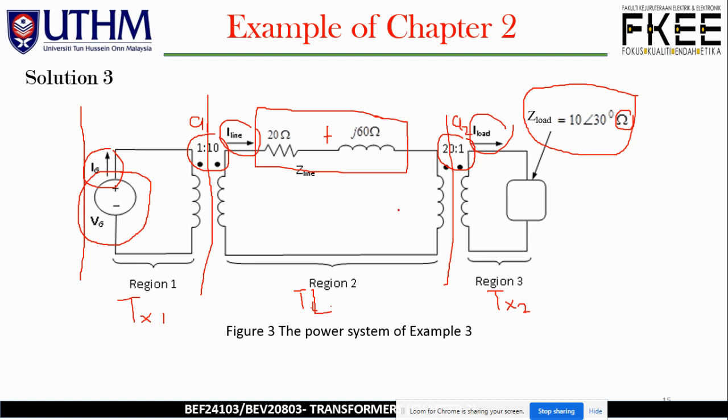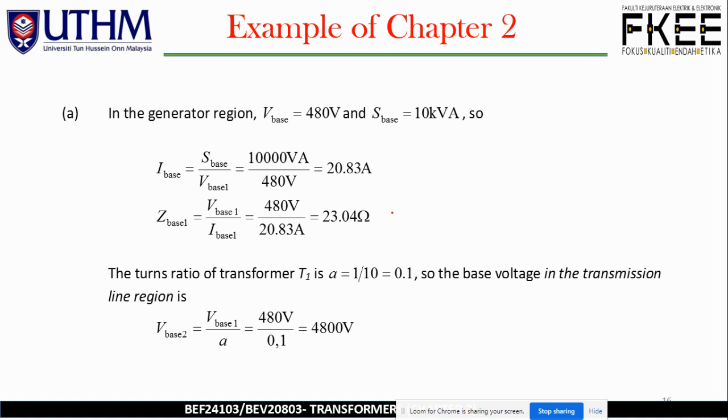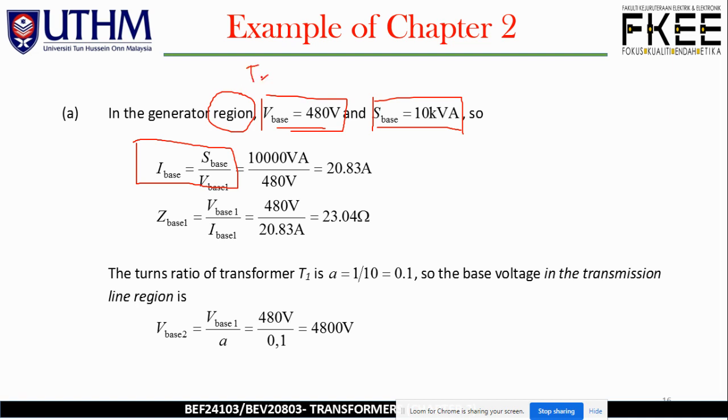So this is how we can understand from the figure. Now in the generator region, V base equals 480 volt, and the apparent power S base equals 10 kVA. This has been selected in the question. So I base equals S base over V base 1. This is in region number 1, where we have our transformer number 1.